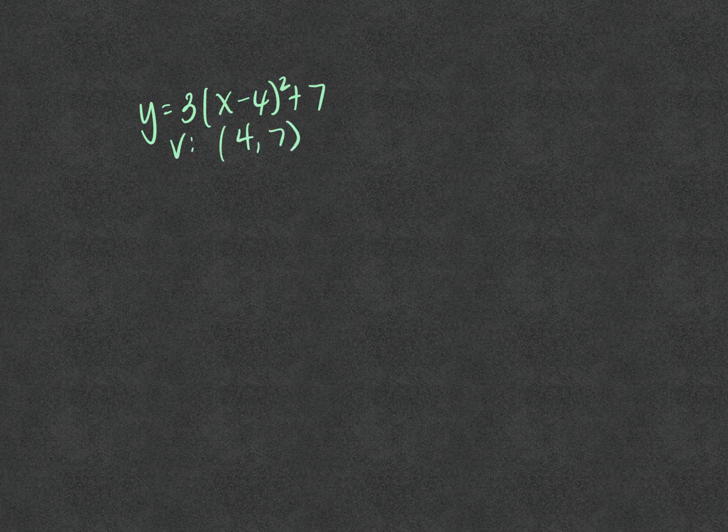So let's look at a couple of examples. Let's say y equals 3 times the quantity x minus 4 squared plus 7. So first of all, our vertex is 4, 7. Keep the 7, change the sign of the 4. And then a is positive 3. The positive says it's up, and the 3 says it's stretched.